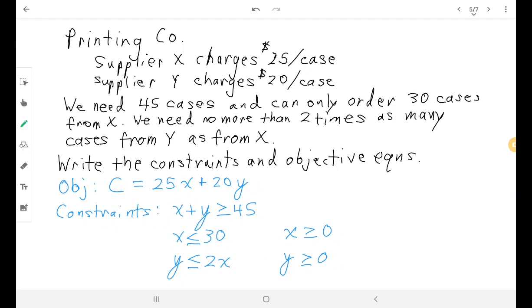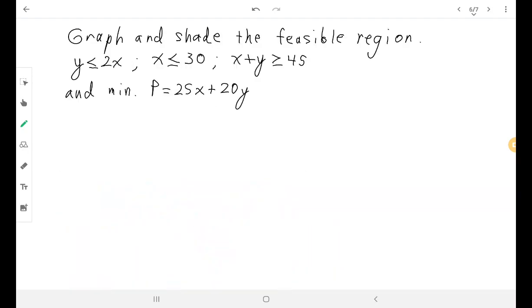And let's go on to really what amounts to the next part of this problem. This is the same problem. You'll notice we have our optimization equation, our objective equation, and we have our constraints. We haven't bothered with the zeros, but we should keep them in mind, right? So graph and shade the feasible region. So here's our feasible region.